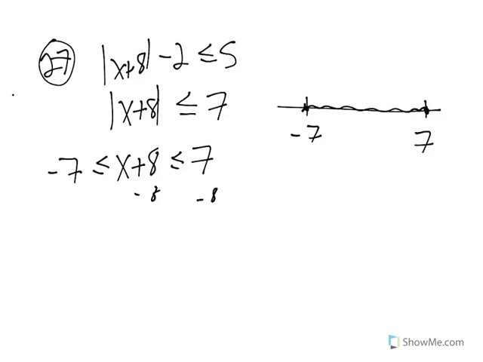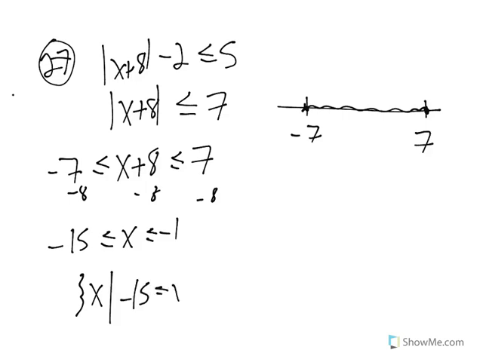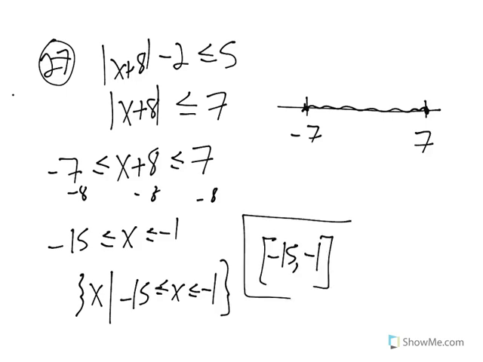Subtract 8 from everywhere. Negative 15 is less than or equal to x, less than or equal to negative 1. And so the solution set is the set of all x such that negative 15 is less than or equal to x is less than or equal to negative 1. Or, as it says in the instructions, you could also do negative 15, negative 1, close brackets to indicate interval notation, right? It does specifically say express your answer in interval notation. So that's what I boxed, the technically correct answer based on what the question actually asks you.